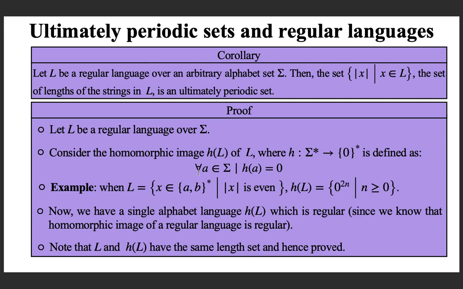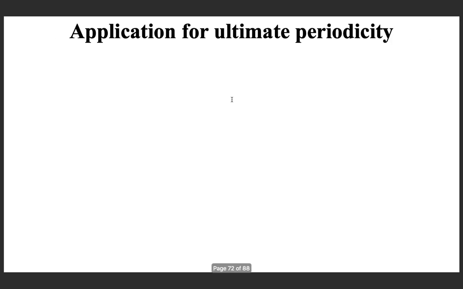The length is the same. So when you apply this homomorphism, it is easy to verify that L and h of L will have the same length set. So the length set is preserved. So basically, from a language over an arbitrary alphabet set, we are getting a homomorphic image which is a single alphabet language, and the length set is the same as the given language. And from the previous theorem, if we have a single alphabet language and the language is regular, then the length set must be ultimately periodic. So now by combining these two, we are proving that the length set of any regular language is ultimately periodic, which is a very strong result. Let us see how we are going to apply this.